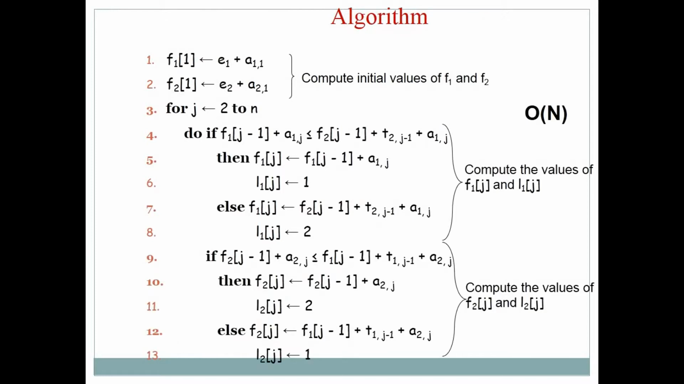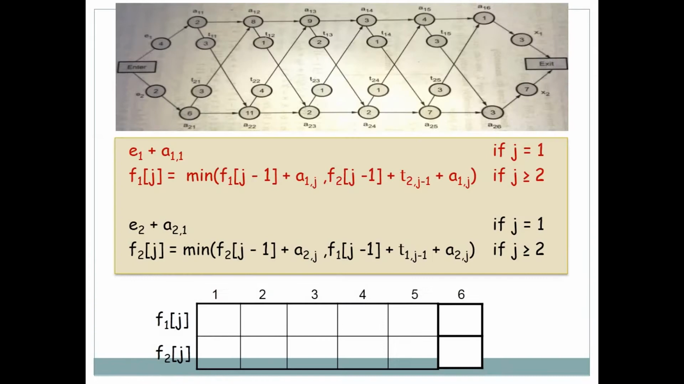Now this is the algorithm. This is the algorithm for counting our minimum cost from two assembly lines. Okay, so this is very simple, that we have already followed in our example.